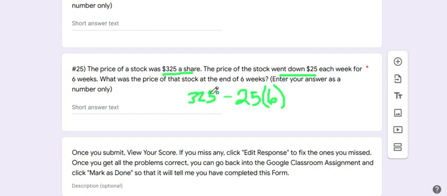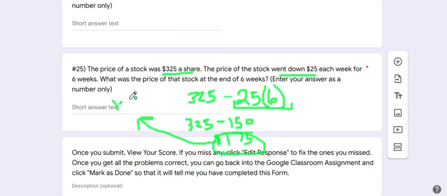So I have here written an expression, 325 minus 25 times 6. Now, if I write an expression this way, I can follow the order of operations. I know that I should multiply first. So I need to multiply 25 times 6. So I would have 325 minus, what's 25 times 6? That would be 150. And so 325 minus 150 would be 175. So that's the price of my stock now, 175. It tells me to put only a number in, and so the number I will put in is 175.